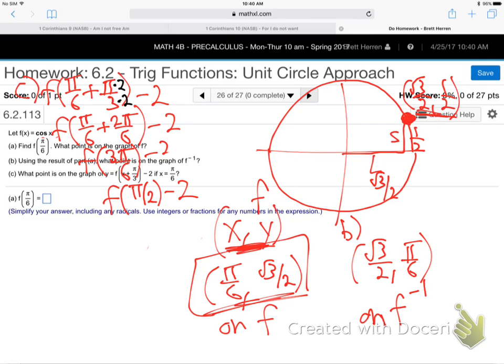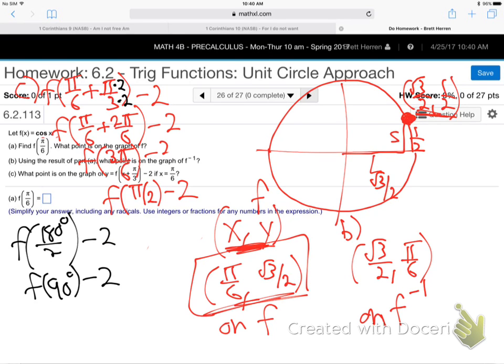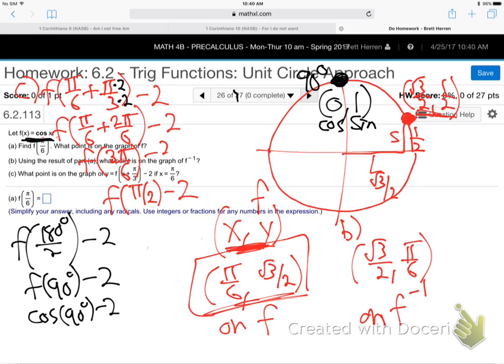Now, what's pi over 2? Because pi, remember, is 180. So I'll put in 180 for pi, so it's f of 90. All right, we've come to this point. F of 90, so it's right there. It's at 90 degrees. What are the coordinates of the dot that's at 90 degrees? Over 0, up 1. And cosine is the x, sine is the y. So what do they want? What is f? Yeah, f is cosine. So this is really cosine of 90 minus 2. And what's the cosine of 90? 0. 0 minus 2, negative 2.